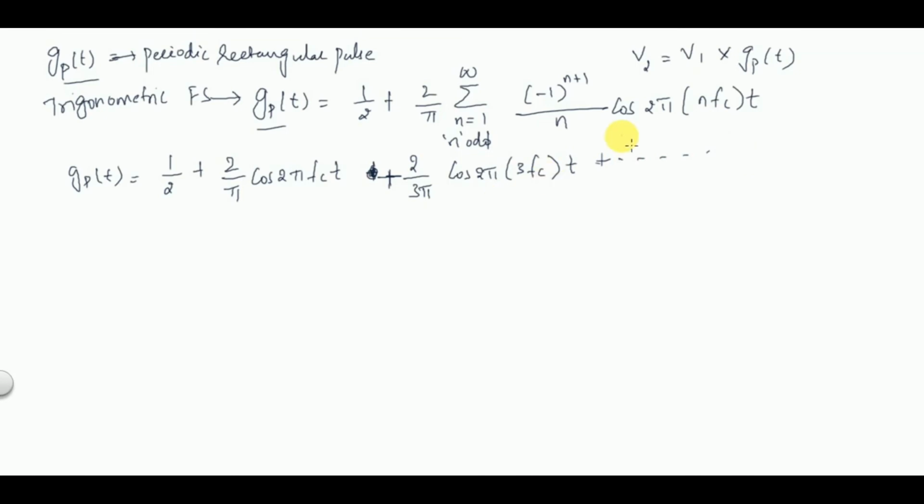Okay, so higher order values are not required because they are eliminated by the band pass filter anyhow. So what is V2 now? V2 is equal to V1 into Gp of t.